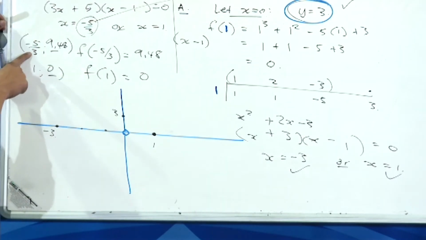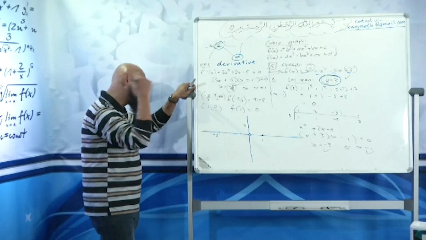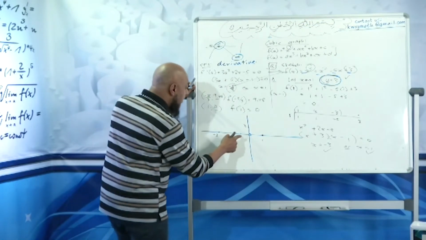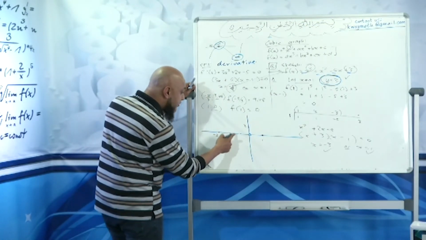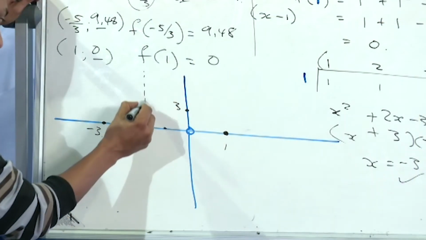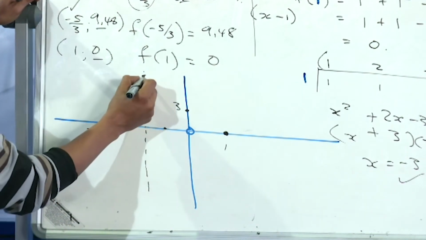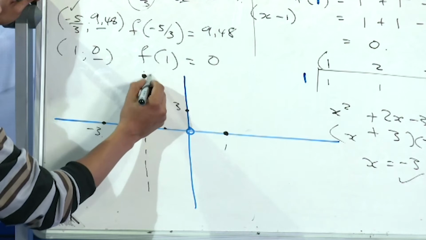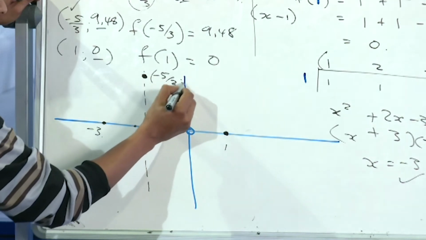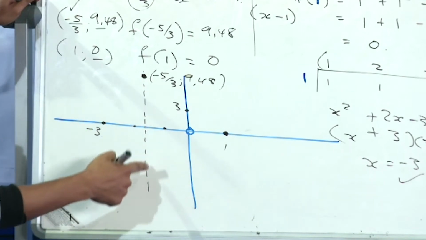Turning point: minus 5 over 3. Now minus 5 over 3 is minus 1,6666, which is minus 1,67. That's minus 1, that's minus 2, that's minus 1,5, so minus 1,66 should be there. So that's negative 5 over 3 and 9,48. So that should be the point. Let's put it down: minus 5 over 3, 9,48. That is your first turning point, and we put a dotted line.